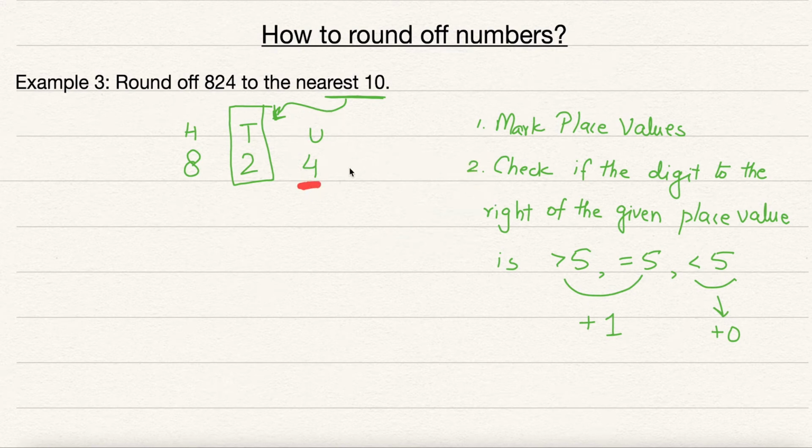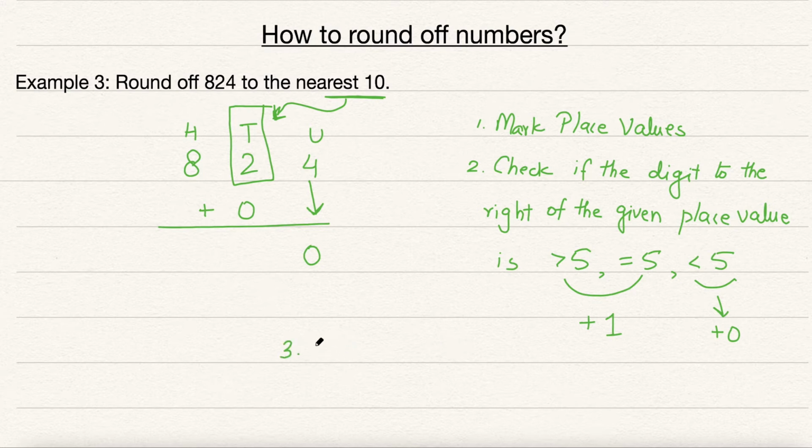4 is less than 5. That's why you will add 0 here. Where will you add 0? You will add 0 to the tens digit. So you will add 0 here. Now you will replace this digit, the digit to the right of the given place value, with 0.